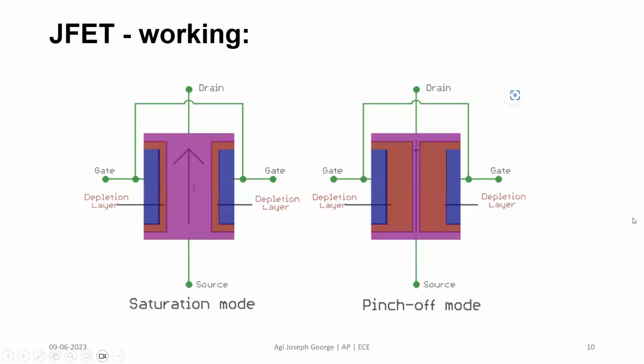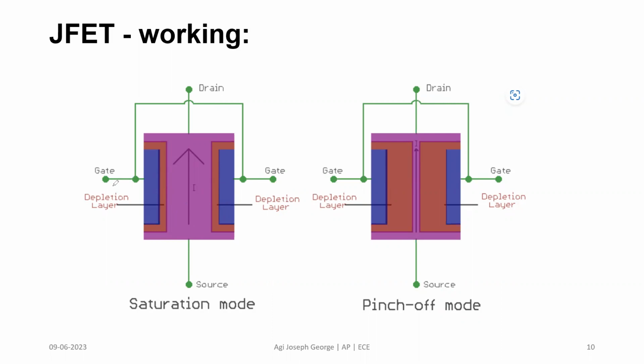So let us see the diagram. You can see the first case, when there is no gate source voltage applied. This is the channel. You can see that you have a maximum width, and when there is a drain source voltage applied, there will be a free flow of electrons from source to drain at the maximum.